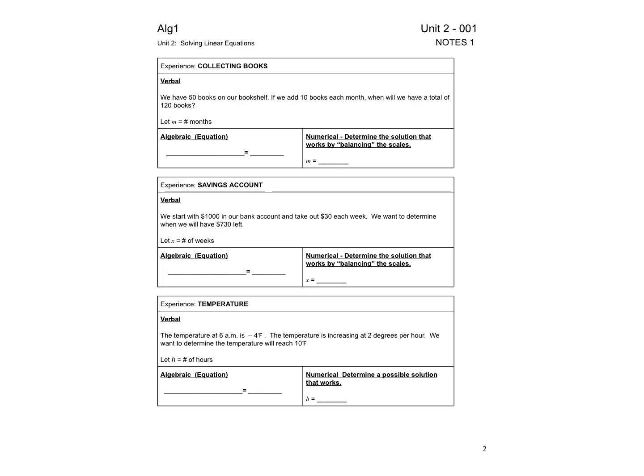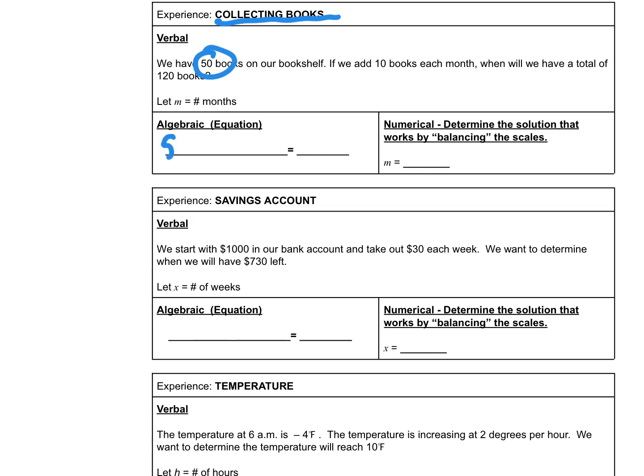It's page 1. Okay, now we're going to collect books. Same thing, we're going to look for that begin value and then what varies. We have 50 books on our bookshelf. If we add 10 books each month, we will have a total of 120 books. So we begin with 50. And then it's increasing by 10 each month. Looking at my variable, 10m equals 120. Solve that out. You'll get 10m equals 70. M is equal to 7 months. It'll take 7 months to balance this scale.